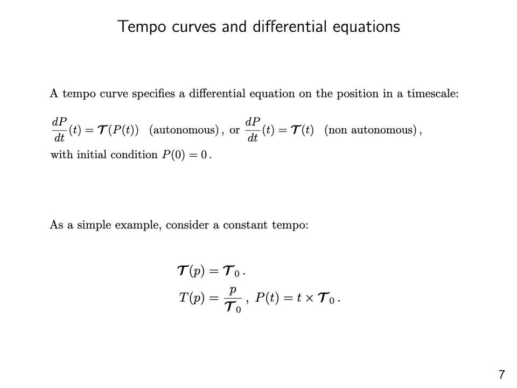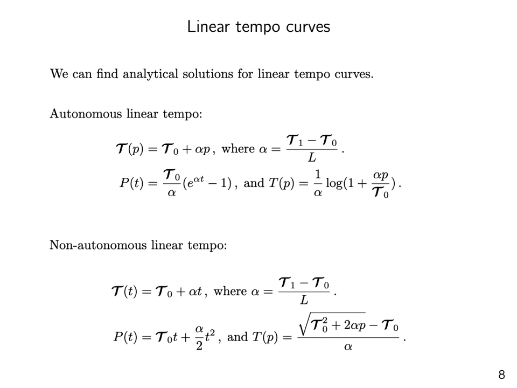For a very simple and basic example, we can consider a constant tempo. So it's a function of either position or time, but equal to a constant value. And we can integrate that to get the time as a function of position, which is position over the constant value of the tempo, or the position as a function of time, which is the time times the tempo. We can do the same thing for linear interpolation. So now the tempo is a linear function of position or time, and we can integrate the differential equation to find analytical solutions for the position and time functions.